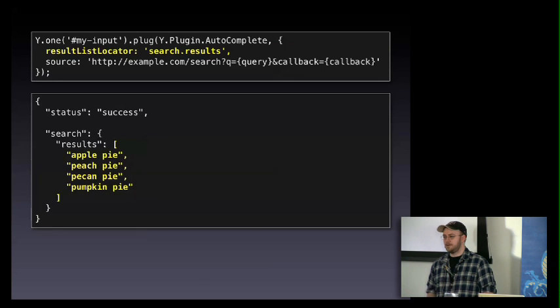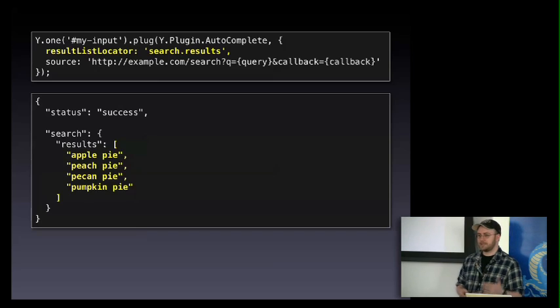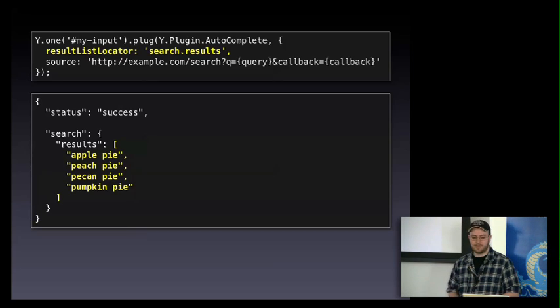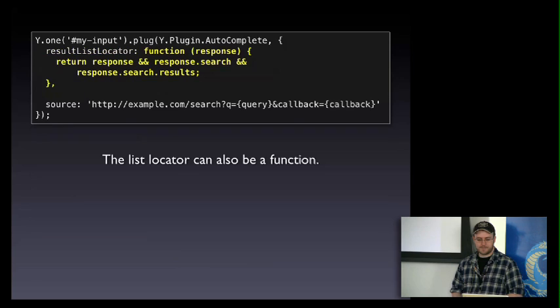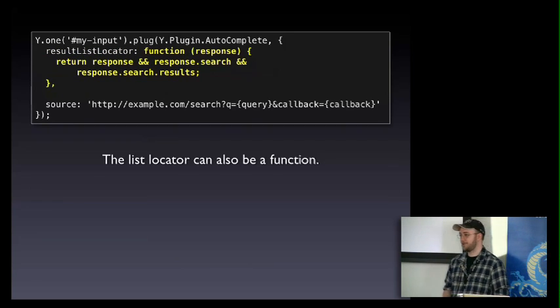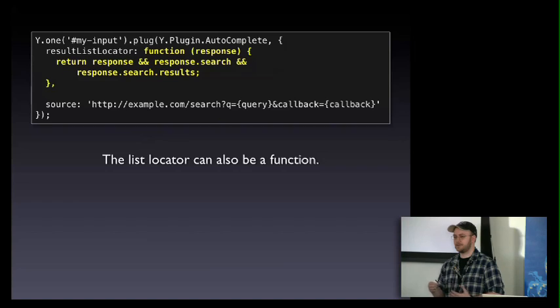All you have to do is provide a result list locator. And this is just a string that contains an object path, and it says, look for the search property, find the results property of that, and that's your array of results. So really, really easy to tell AutoComplete how to dig into a formatted object structure. So that's awesome. You can also specify a list locator as a function. So let's say you've got responses coming back that aren't always in the same format, or if there's some extra logic that you have to do for a response that's coming back, just provide a function that returns an array, and you can take care of all of that yourself.